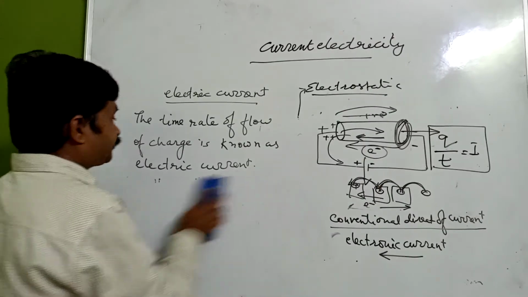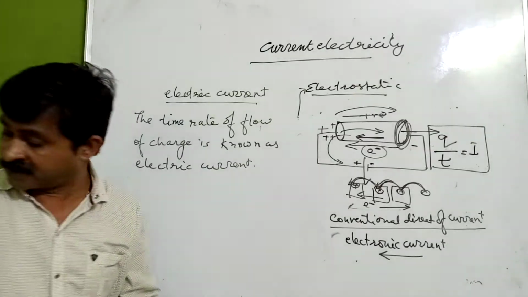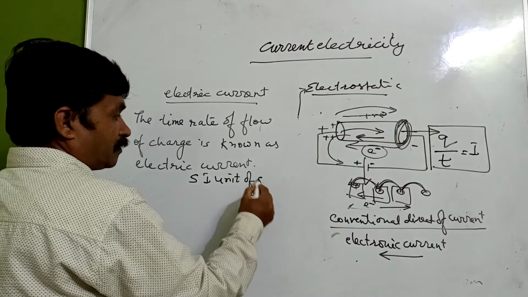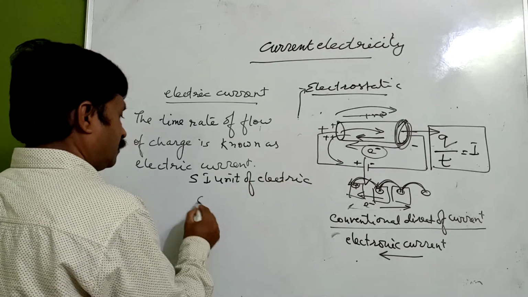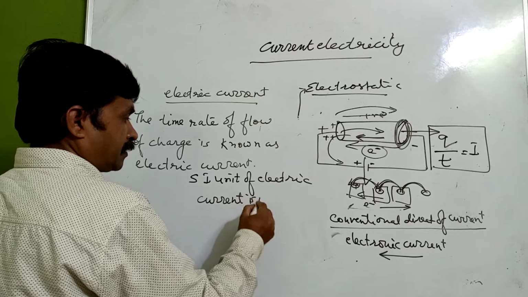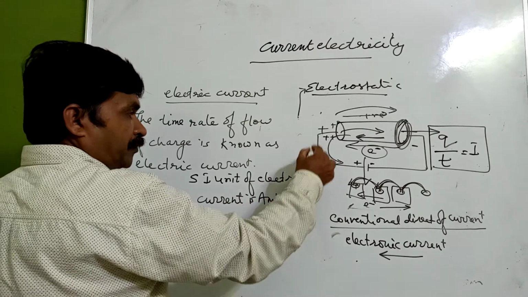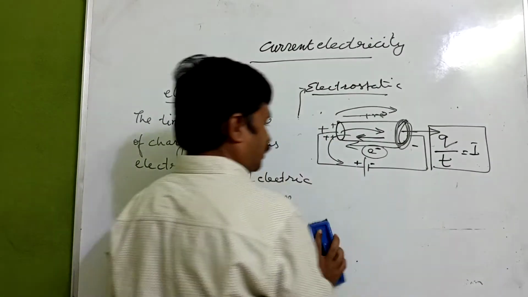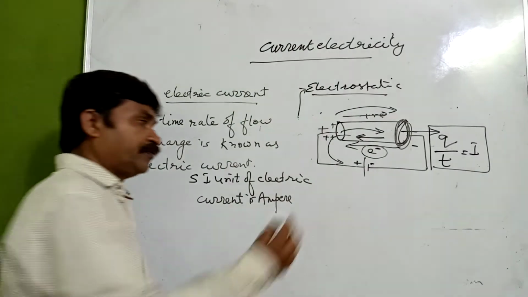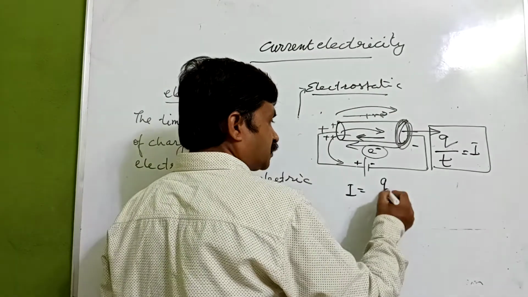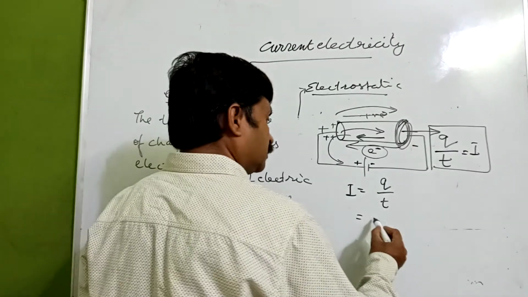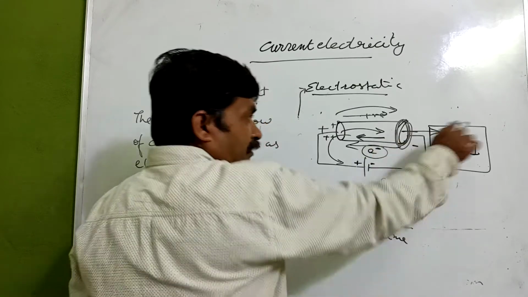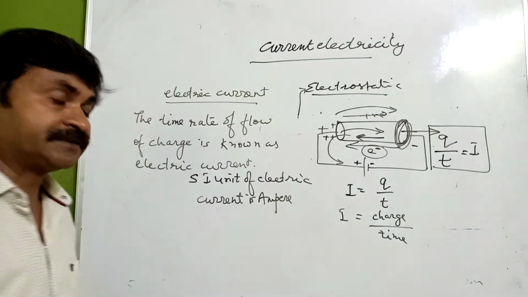Electric current also has a unit, that is the SI unit of electric current. The SI unit of current is ampere, named after a scientist. Now what is ampere? We know that I is equal to Q upon T, the charge upon the time taken through a cross section area. This will give the current.